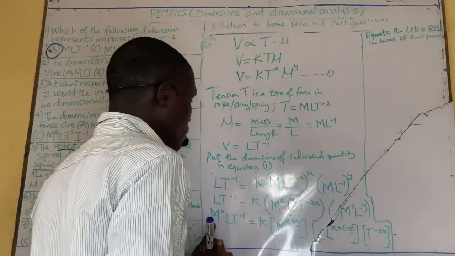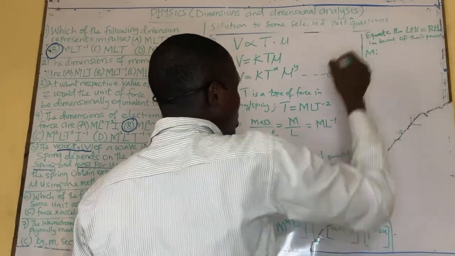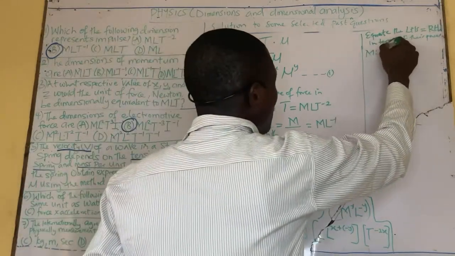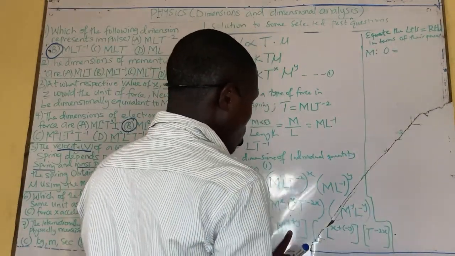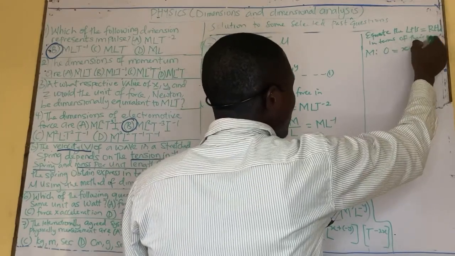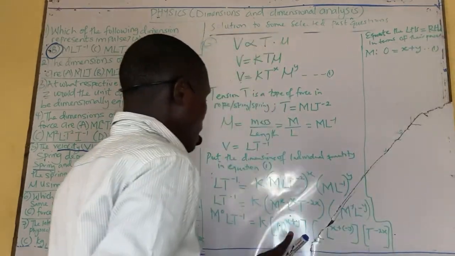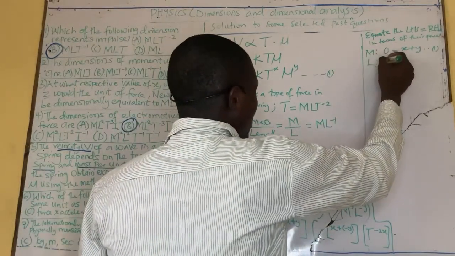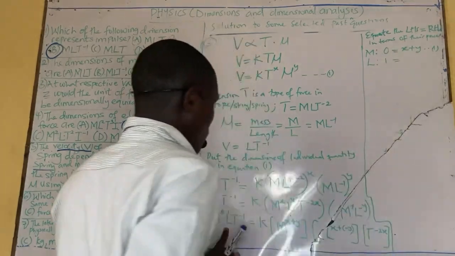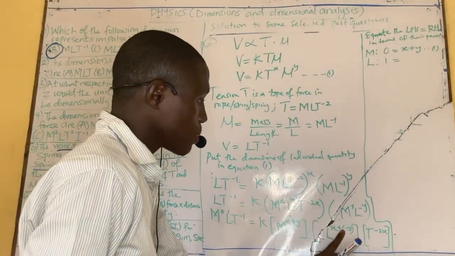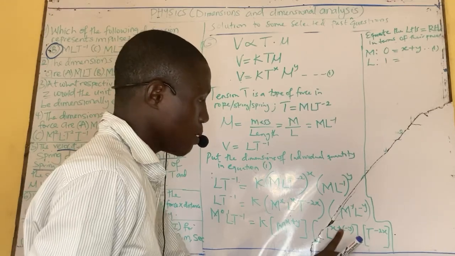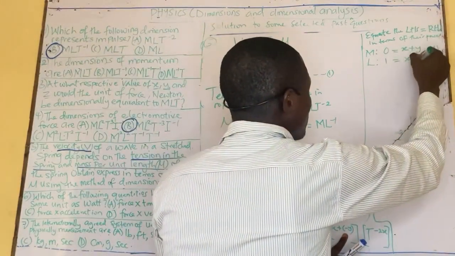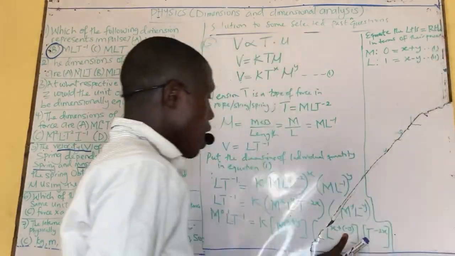Now, what do I mean by that? We are having m here, we have 0. The power of m here is 0. So we have 0 equal to x plus y. Call it equation 1. Now, l here has power of 1 on the left hand side. So we have l with power of 1 equal to x plus minus y. Plus times minus will give you minus, so it's the same as x minus y. So we have 1 equals x minus y, equation 2.